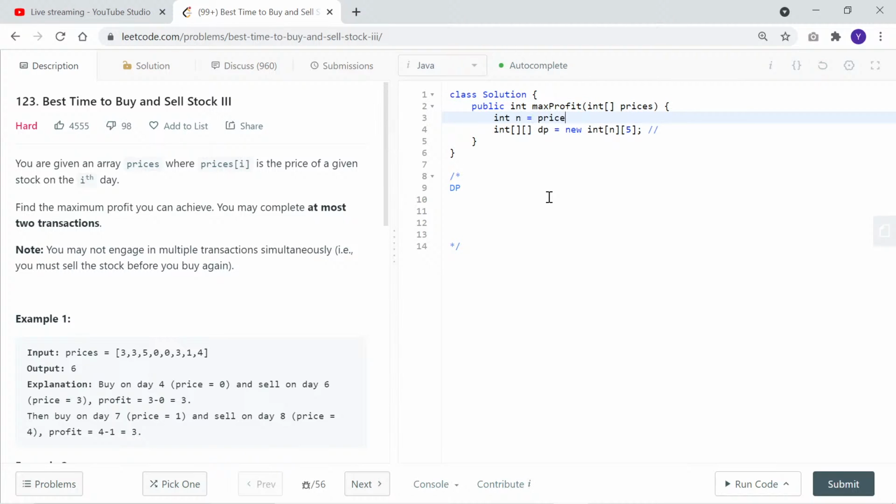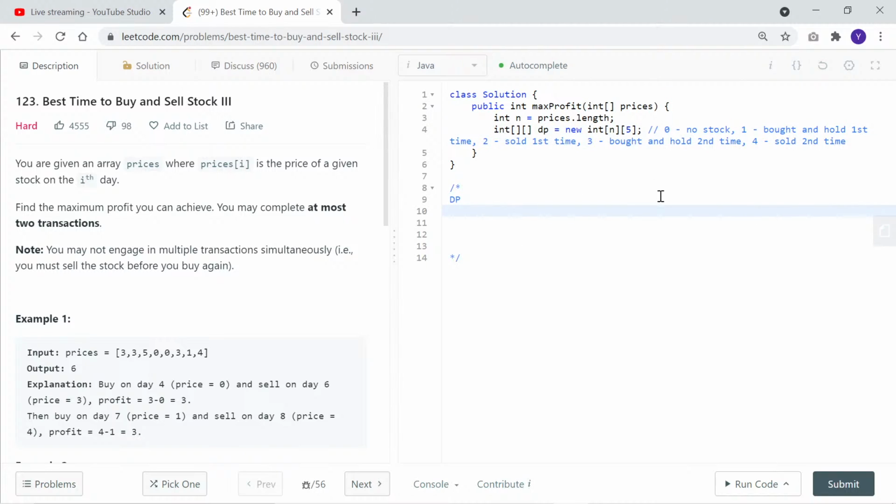Let's get n. 0 means no stock. 1 is bought and holding for the first time. 2 is after selling the first time. 3 is similar to 1, but the only difference is it's bought the second time. 4 is sold the second time. So this covers the five states we need.